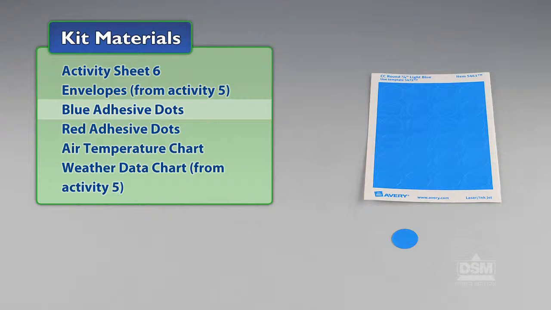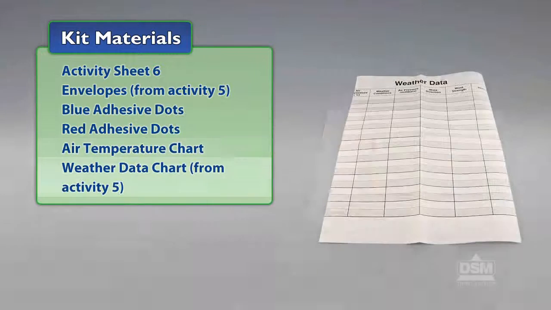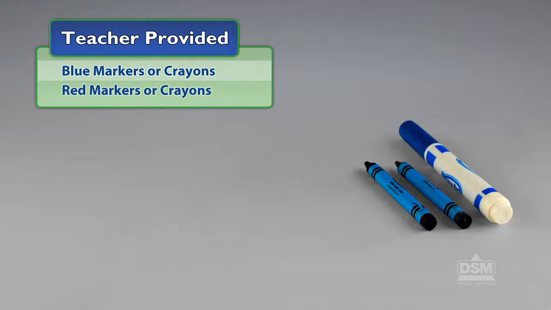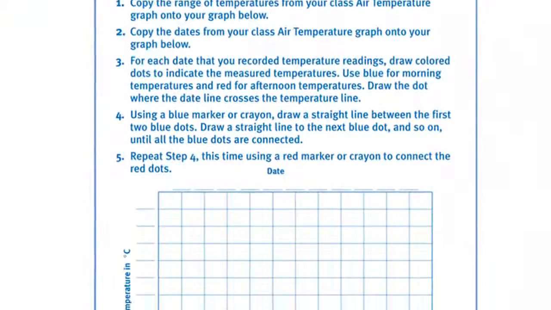You will need the following materials from the kit: Activity Sheet 6, envelopes from Activity 5, blue adhesive dots, red adhesive dots, air temperature chart, and weather data chart from Activity 5. You will also need to provide blue markers or crayons and red markers or crayons. To prepare for the activity, make a copy of Activity Sheet 6 for each student.